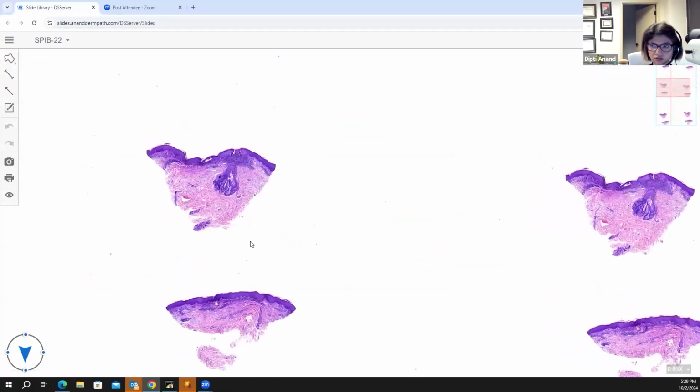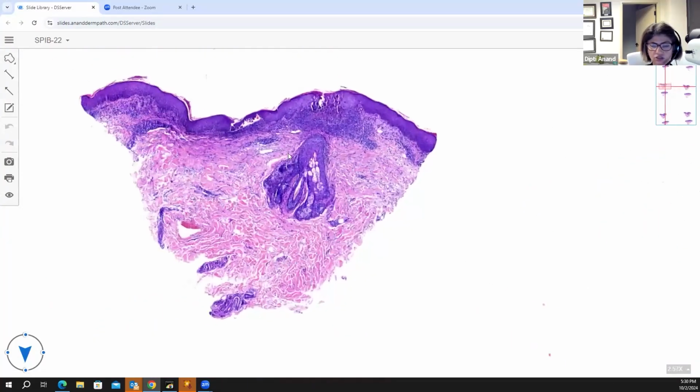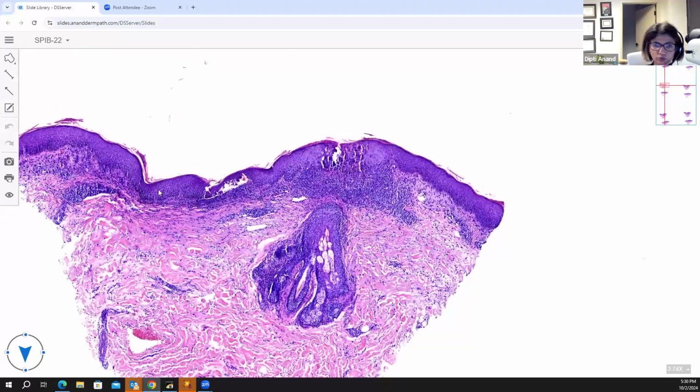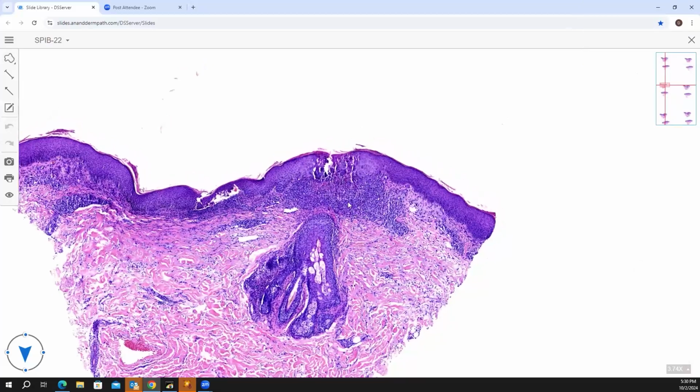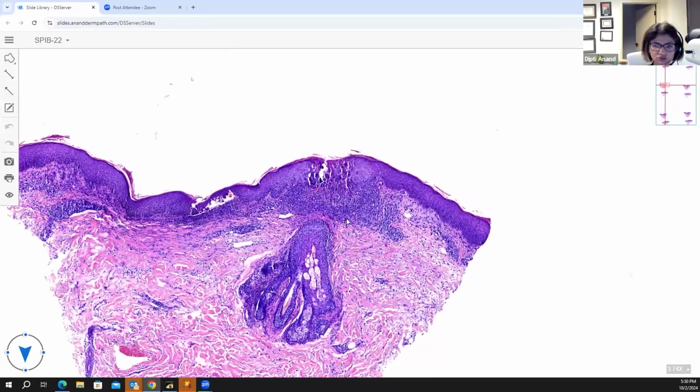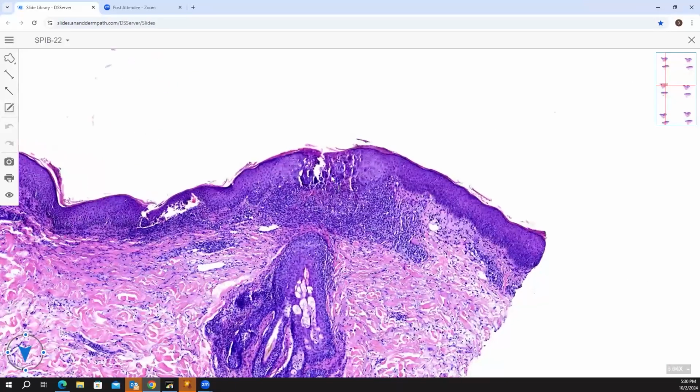Okay, this is... it looks really dark. I'm going to help you guys with this. So what do you see in here in low power? So there is lichenoid inflammation, there's perifollicular inflammation, perivascular inflammation, and there is some split in the epi, right? So multiple things.